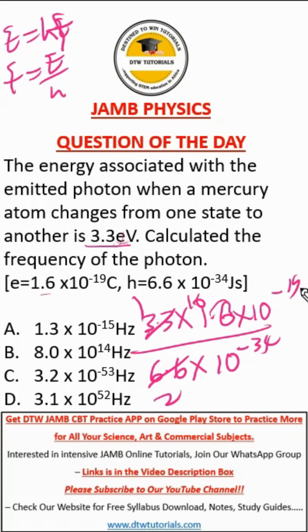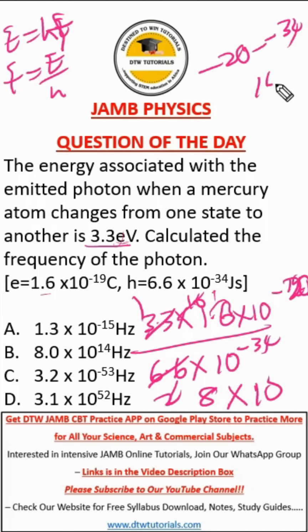This becomes 16. I add a negative 1 here, so 16 would cancel this 2 as 8. So we have 8 times, and what will be our power here? This is negative 19, so we have negative 20, negative 34, and that gives us a positive 14. So this will be raised to power 14. Our answer here is B.